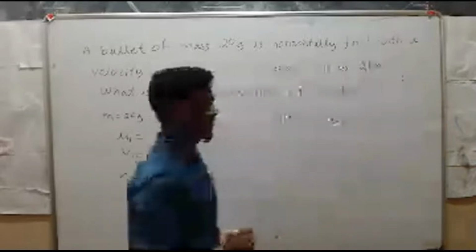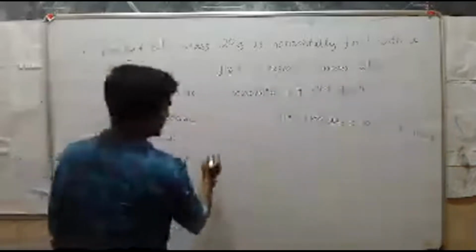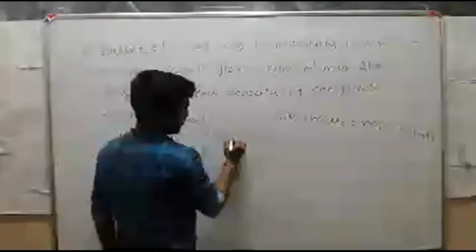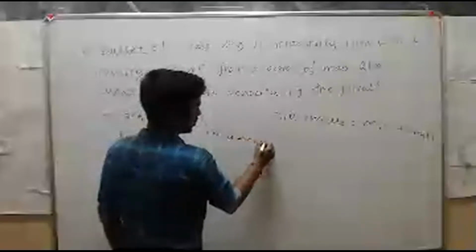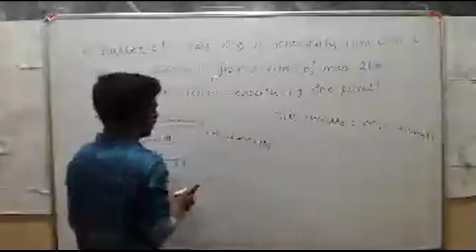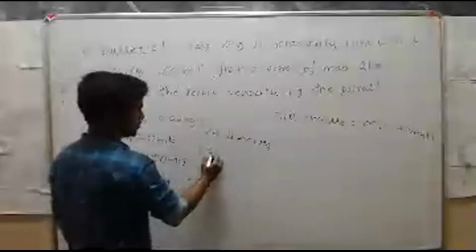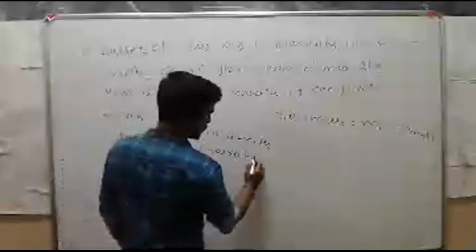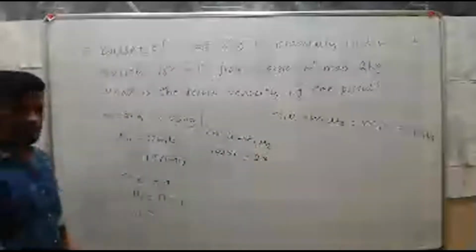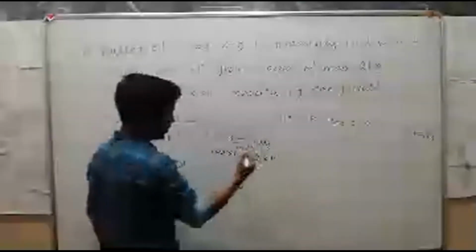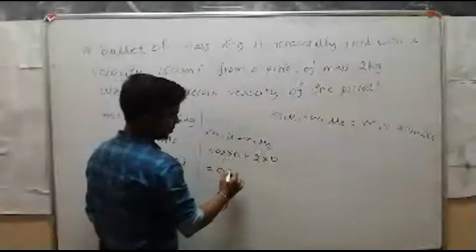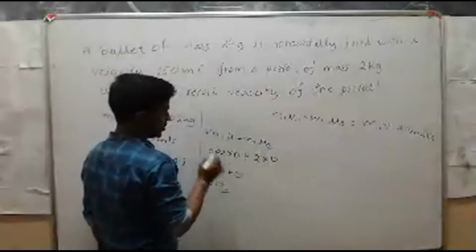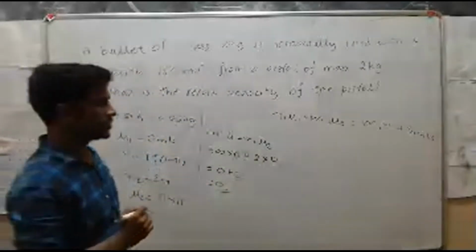First calculate the initial momentum, that is m1 u1 plus m2 u2. M1 is 0.02 into 0, initial velocity 0. Then m2 is 2 kg, and u2 is also 0. So you get 0 plus 0, totally 0. So the initial momentum is 0.